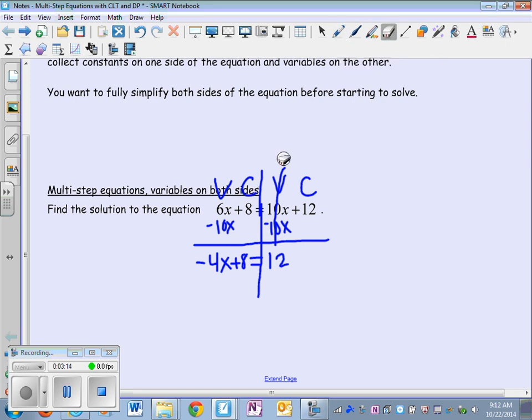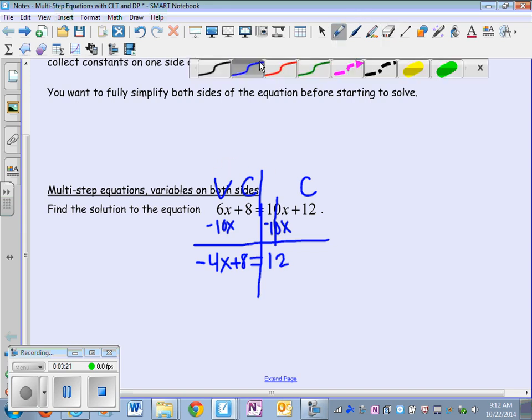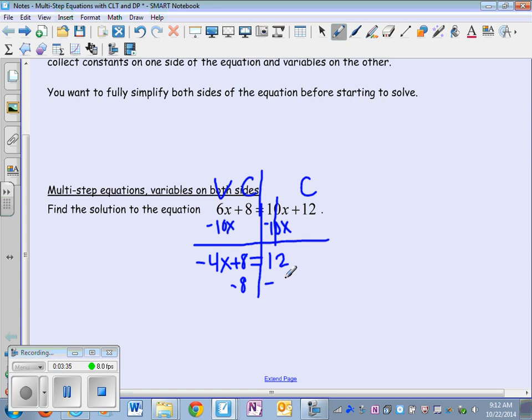Now, if you see, I still have variables and constants together on the left, and I need to separate them. So essentially, this is a three-step equation because now it's turned into what you saw yesterday. I have variables and constants together on the left, constants on the right. So I'm going to subtract these 8 and move them over to the right. These are additive inverses. They're going to cancel and disappear. I have negative 4x equals positive 4.